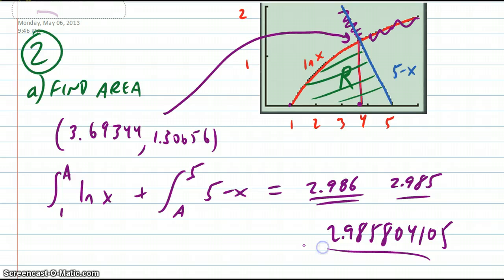2.9858044105. That's also a good answer. Most people want to truncate it around to 3 decimal places, though. Okay, so that answer is perfectly fine as well, so you're allowed to do that. Okay, so we're gonna do B.